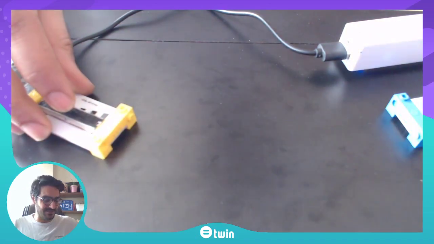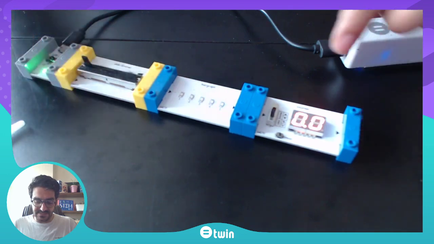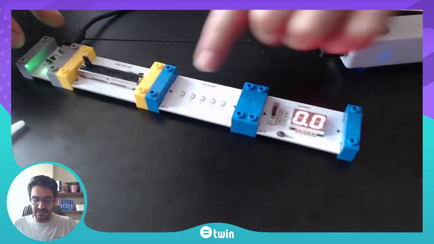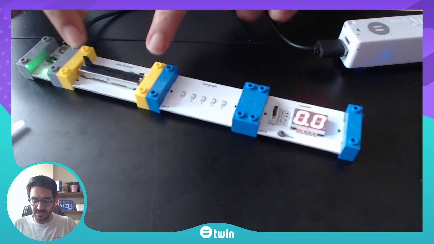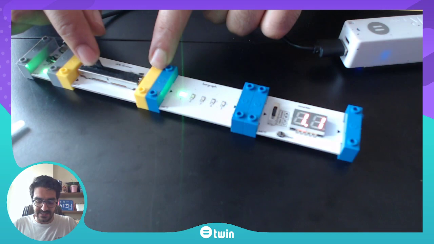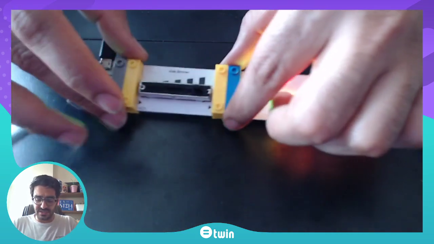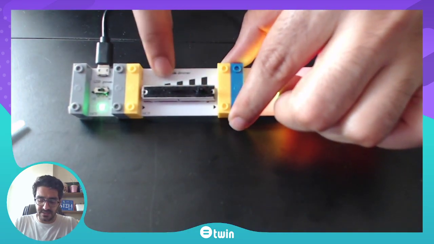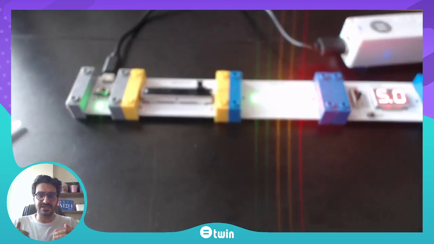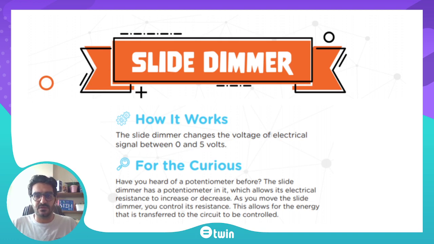Let's check the slide dimmer with bar graphs again, and also along with the counter. So as you can see, it reads now 0, and there is no LEDs turned on. And I will increase the voltage value, and I will see increase in the bar graph. And each line here represents a change of 1 volt in the signal, and this is actually how a slide dimmer works. It changes the voltage of electrical signal between 0 and 5 volts.